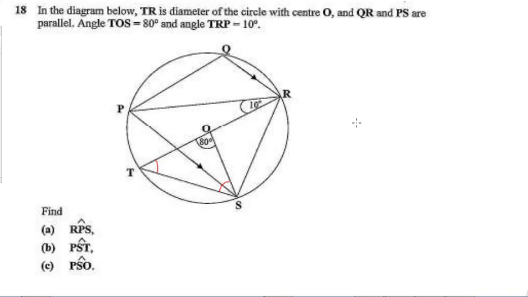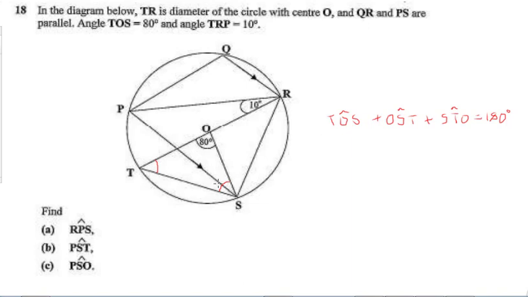So we can simply say, let me write it in a way that we can all understand. We're going to say angle TOS plus angle OST plus angle STO should all add up to 180 degrees, because that is a triangle that we have, and angles in a triangle add up to 180 degrees.